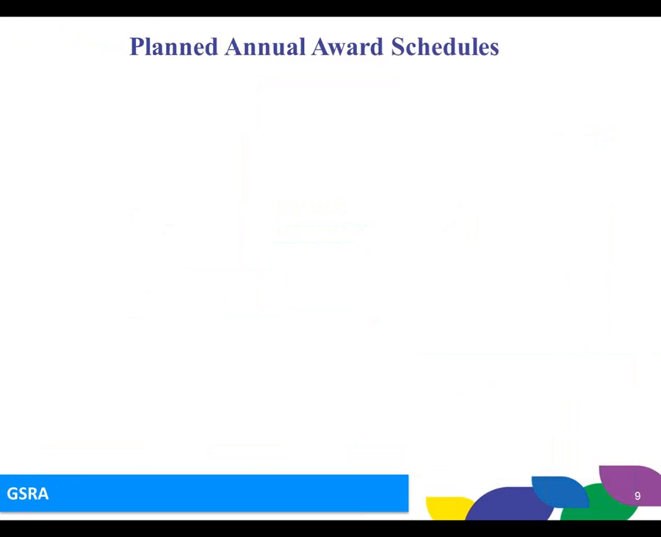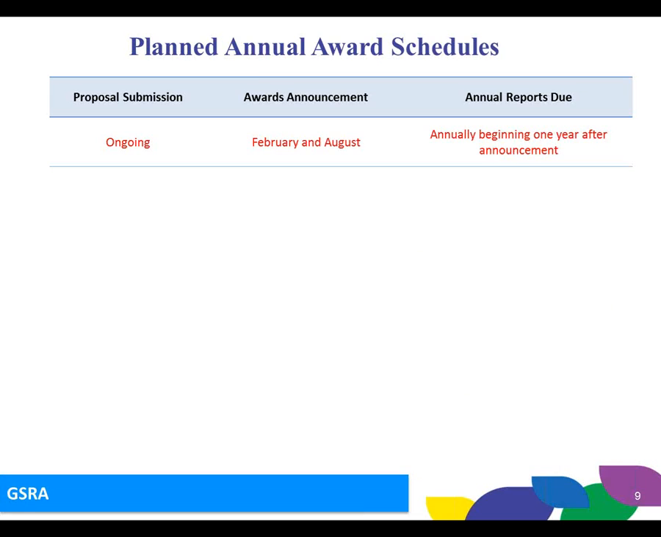To give you an idea a bit more about the planned annual award schedules for this program, proposal submission is actually going to be an ongoing submission channel throughout the year. So at any point, anyone can submit an application. Of course, the advisor and the student together, and the vetting by the research office can also be done at any point through the year. And the awards will be announced twice a year.